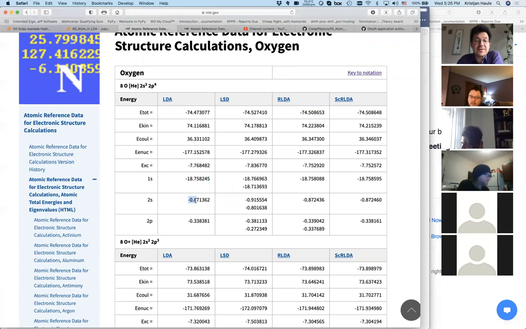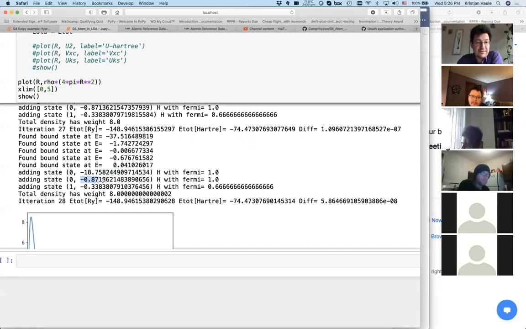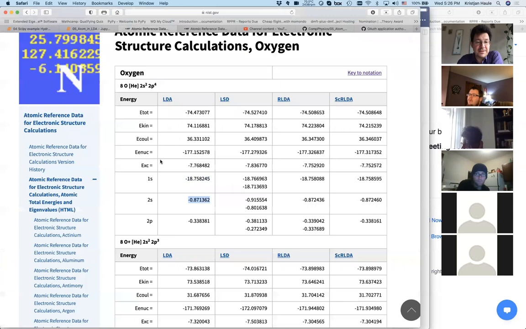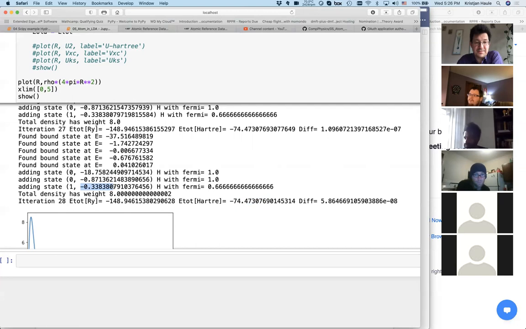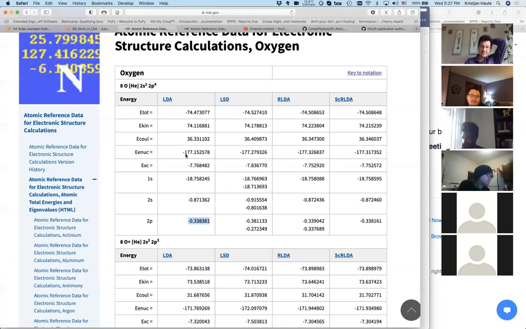And the 2S state, minus 0.7131362. So yeah, this is like 2. And then finally 2P, 0.3383807, which is the same as 1. Okay, so basically all the digits that are available in the NIST webpage are the same as what we get, for all the bound states and for total energy.